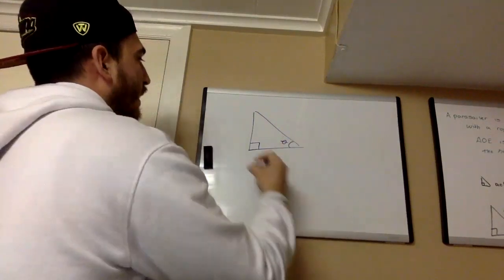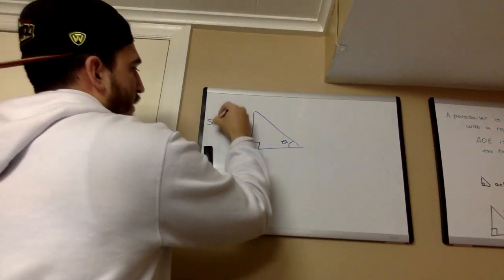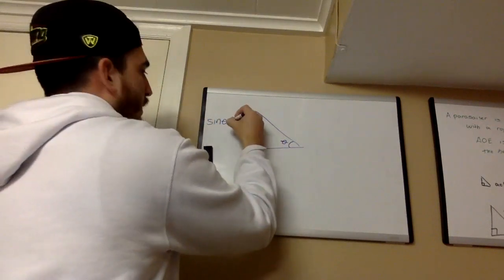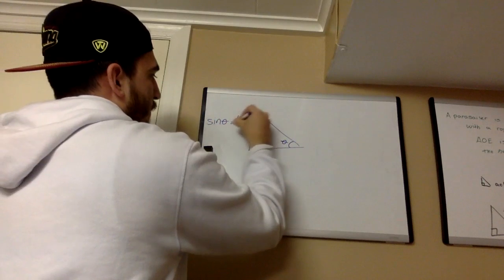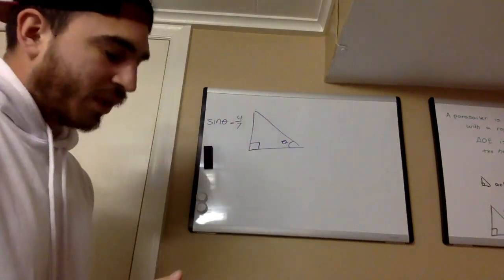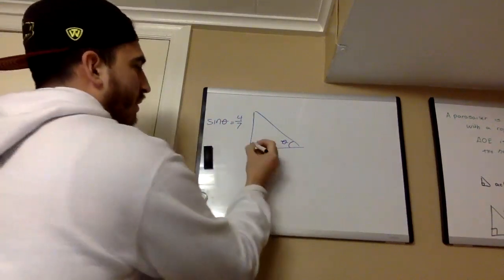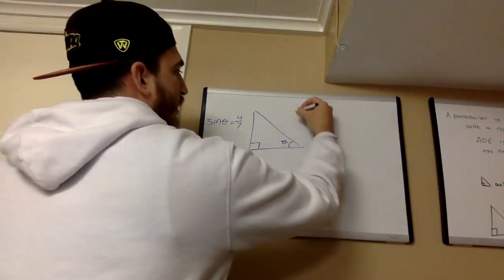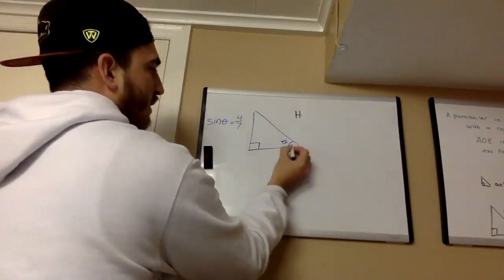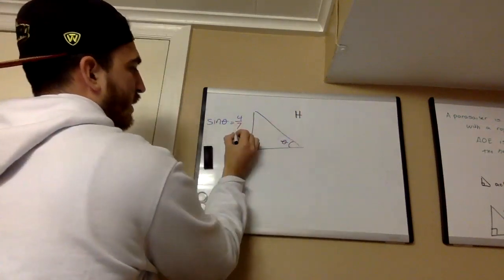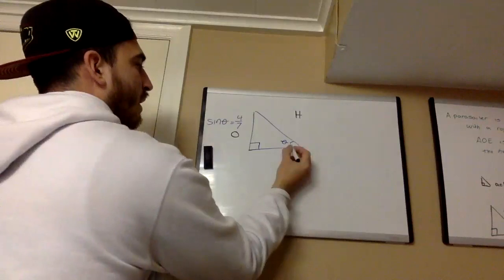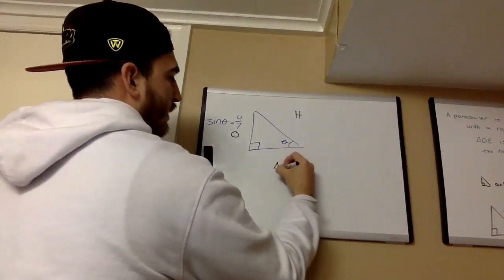That's going to be my angle. And they also tell us that sine of theta is equal to 4 over 7. So like I said in the previous problem, the first thing you should always do is label. We go to our right angle, opposite of it is going to be our hypotenuse. Then we go to the angle given to us, the one opposite of it is going to be our opposite, and then the one right next to it is going to be your adjacent.